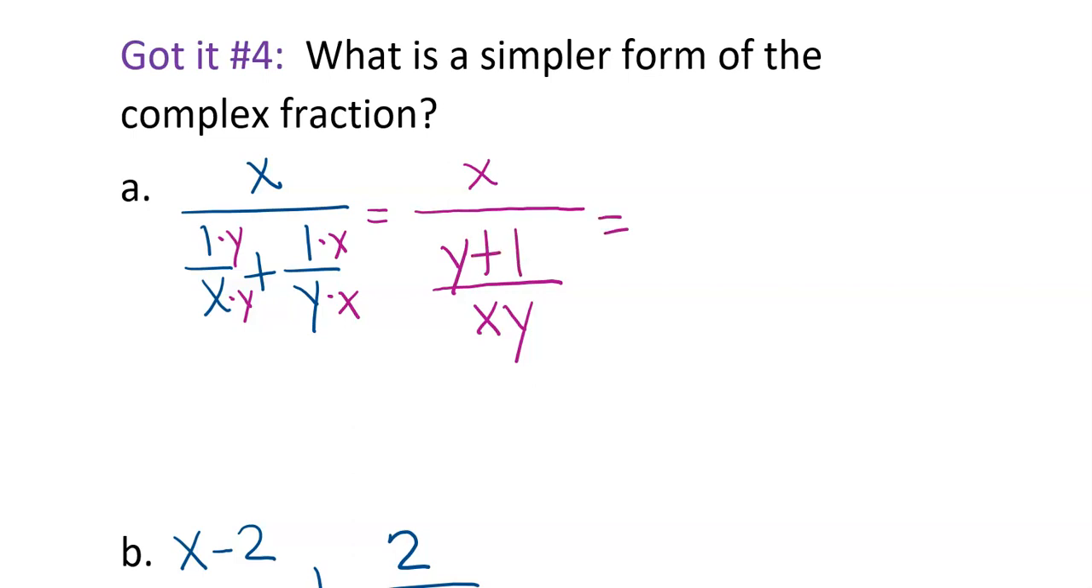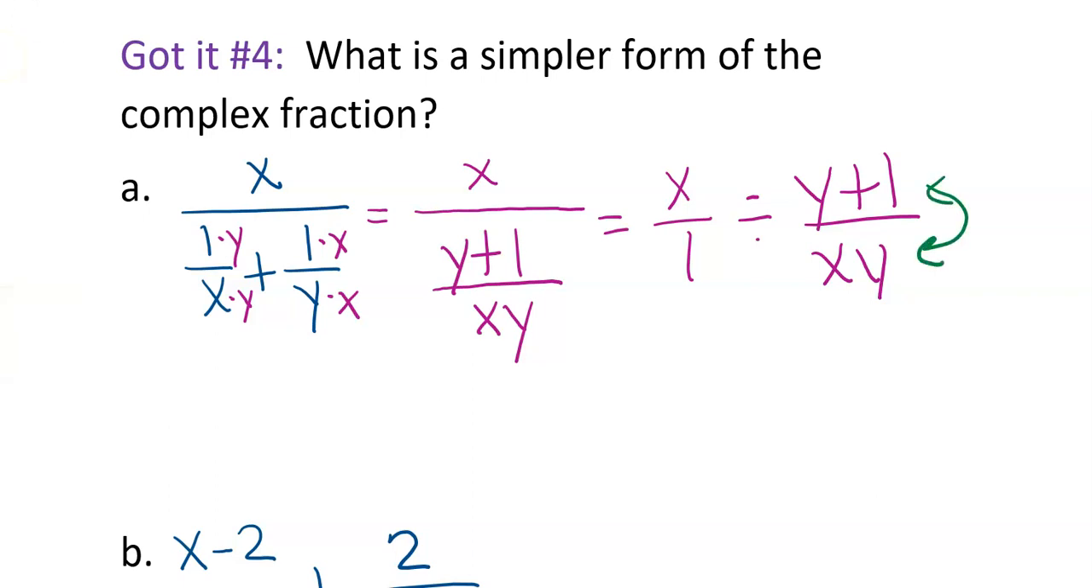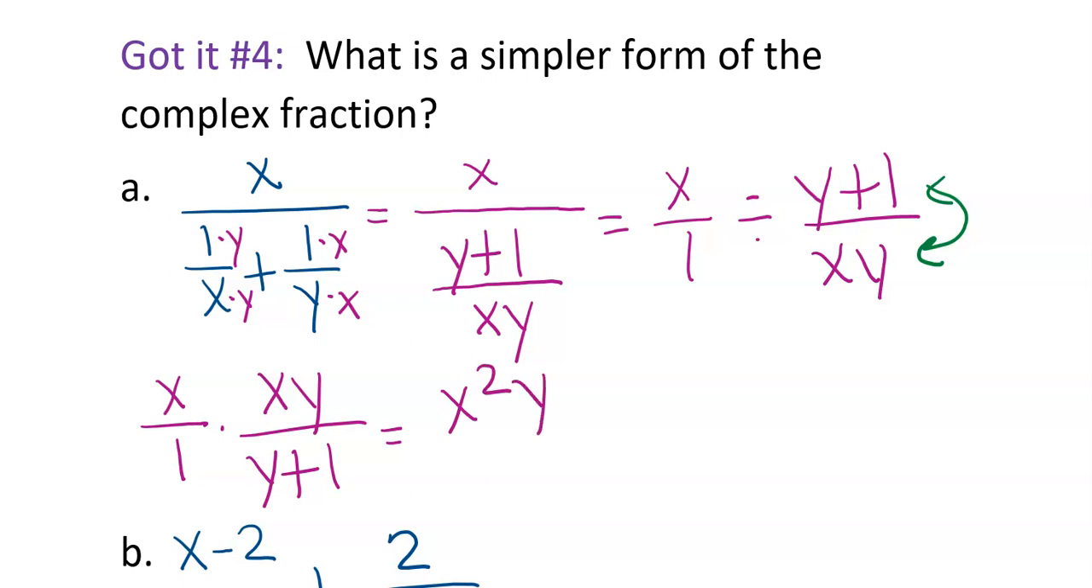So next step is to divide. So this is an x over 1 divided by y plus 1 over xy. So remember, to divide by a fraction, we multiply by the reciprocal, and then it looks like this. So we get x squared y over y plus 1.